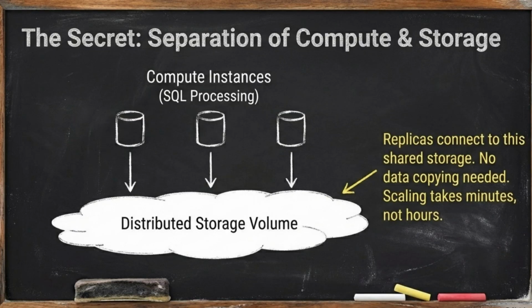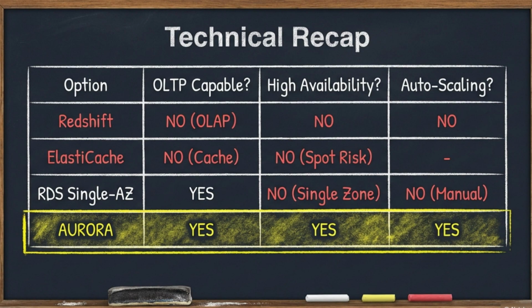Fifth, Aurora's architecture. Aurora separates compute component from storage component. All instances share a distributed storage layer, so adding read replicas doesn't require copying data. Scaling happens in minutes, not hours. So let's recap the key takeaways.